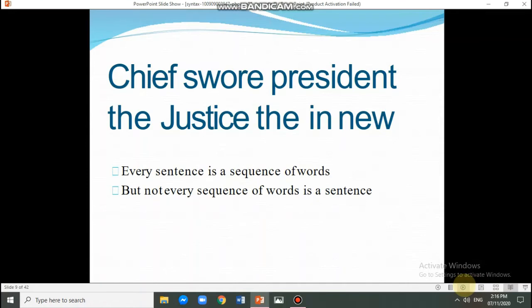Every sentence is a sequence of words, and that's correct. But not every sequence of words is a sentence. So, na siya sequence. These are meaningful words. However, not every sequence of words is a sentence. Because again, a sentence expresses a complete thought. And the question is, does this group of words or sequence of words express a complete thought? The answer is obvious. It does not.